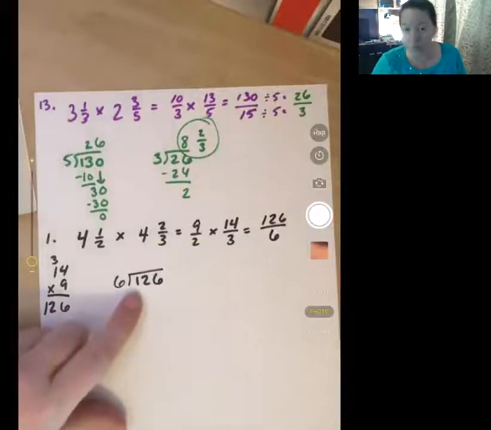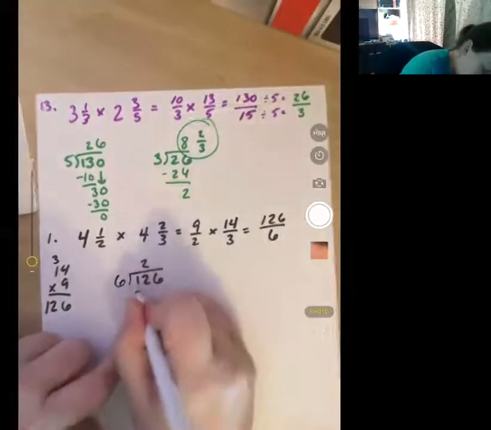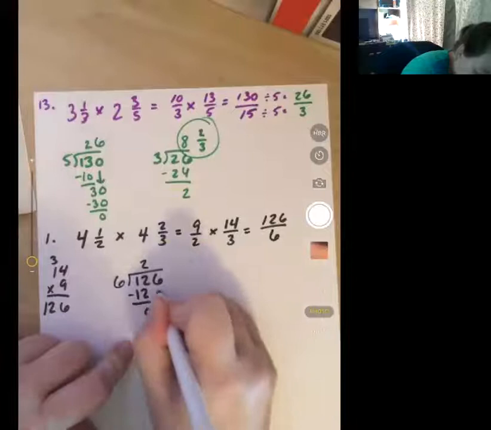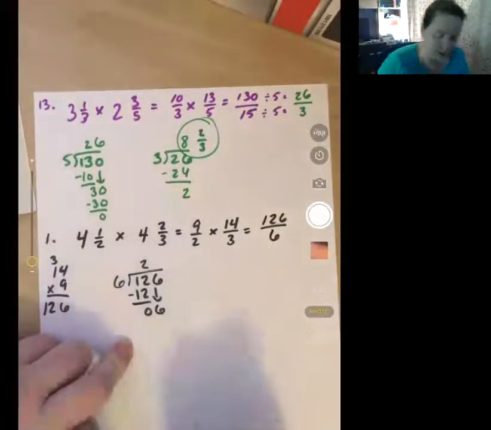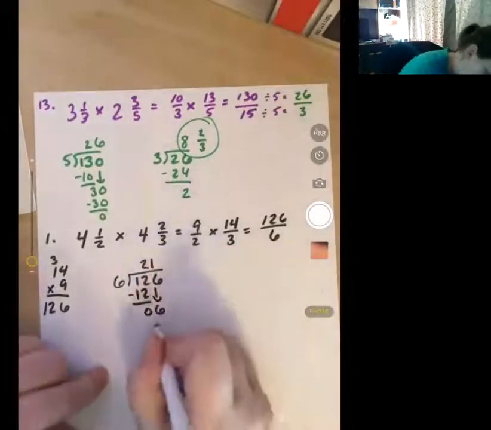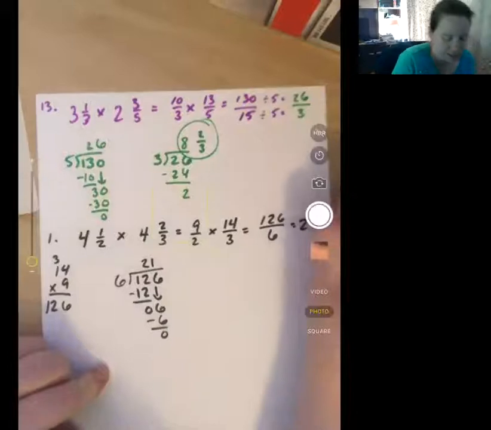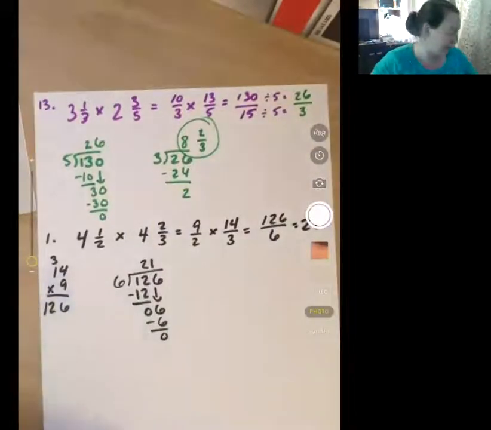6 cannot go into 1, but it does go into 12. How many times does it go into 12? 2 times. 2 times 6 is 12. 12 minus 12 is 0. Bring down the 6. 6 goes into 6 how many times? 1, because 6 times 1 is 6. That gives us a 0. So the entire thing is equal to 21 pounds. Number 2.